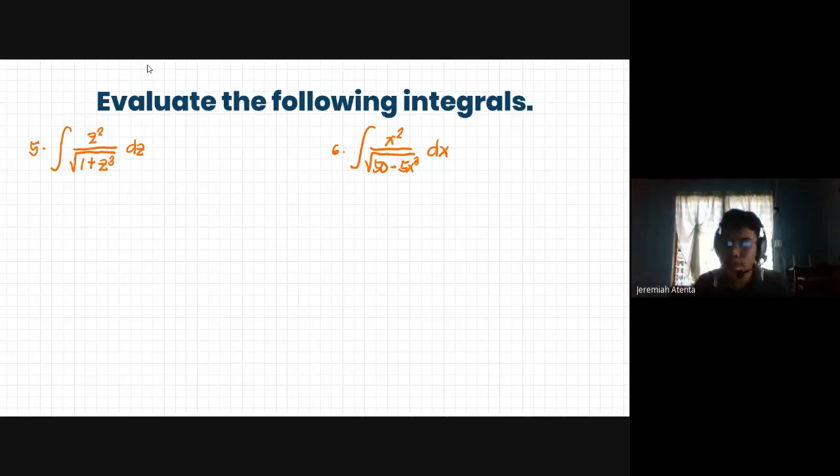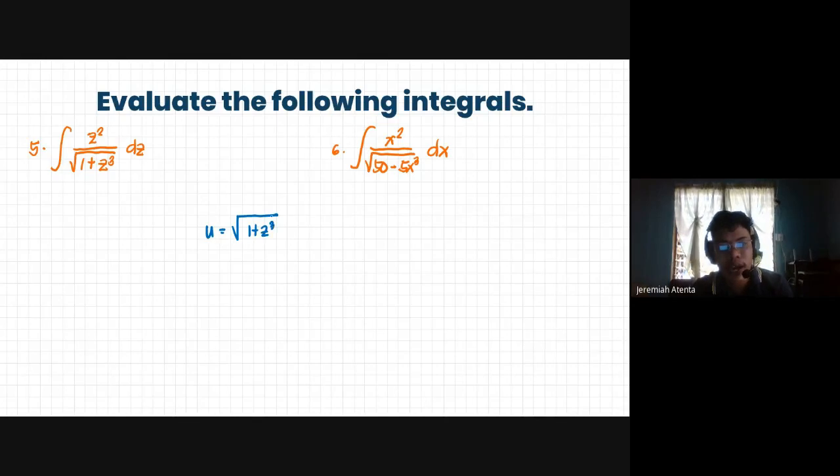Okay, so it should be, okay. Try natin si square root ha. If I'm going to let u, trial and error muna tayo. Let's try. Let u be equal to square root of 1 plus z cubed. Then this one is just 1 plus z cubed to the power of 1/2.